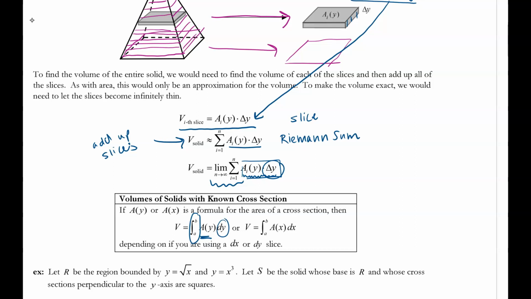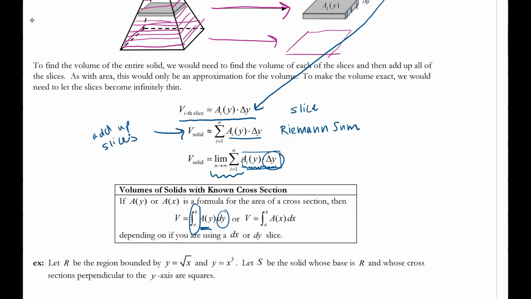So for us to find the precise volume, we need to take infinitely thin slices and add them all up. And that's what that limiting process will allow us to do. And of course, we're going to integrate.